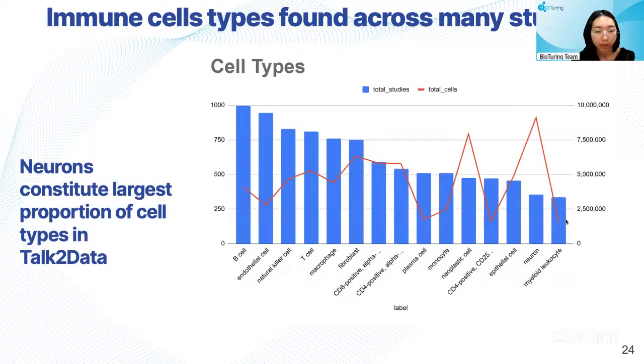Okay. In this next ontology term, we'll talk about some of the cell types that we cover. A lot of the cell types relate to immune cells. You can see that through B cells, NK cells, T cells, and macrophages. But what's interesting here is that you see the spike of cells in neurons. So neurons do constitute a very large proportion of the cell types in Talk2Data as well. If you are a scientist interested in researching immune cells or neurons, you can definitely find a lot of studies on Talk2Data relating to those.